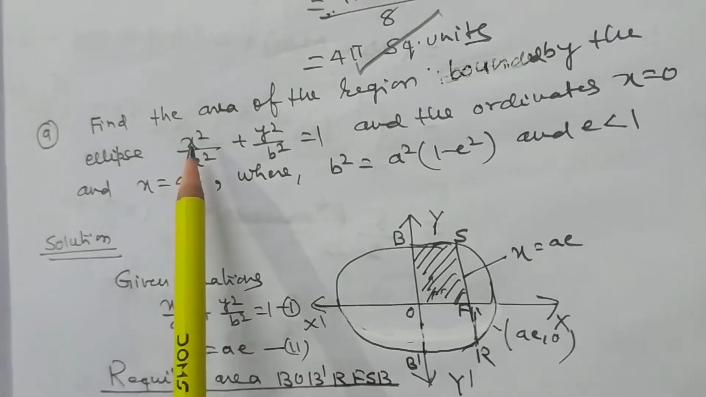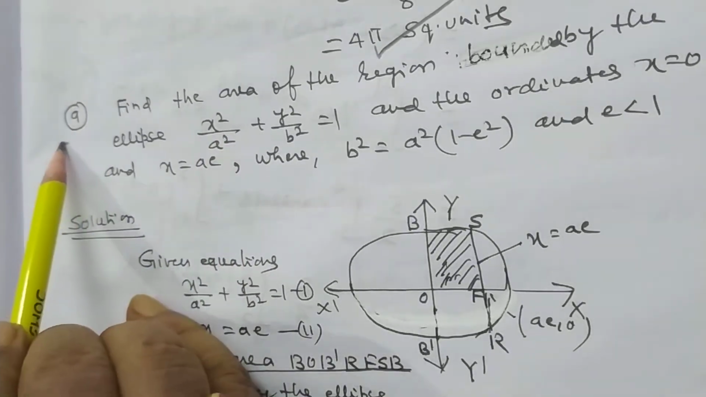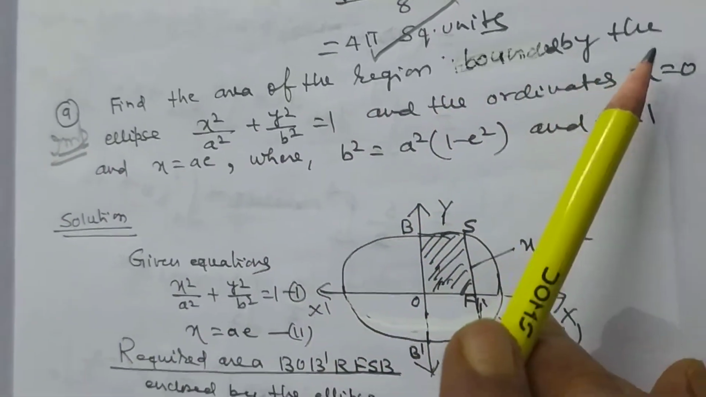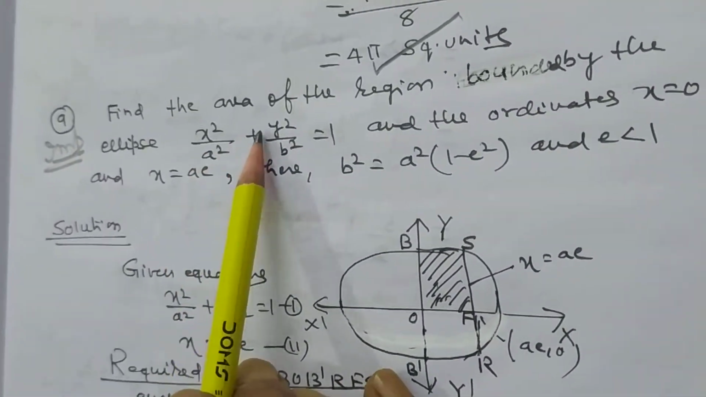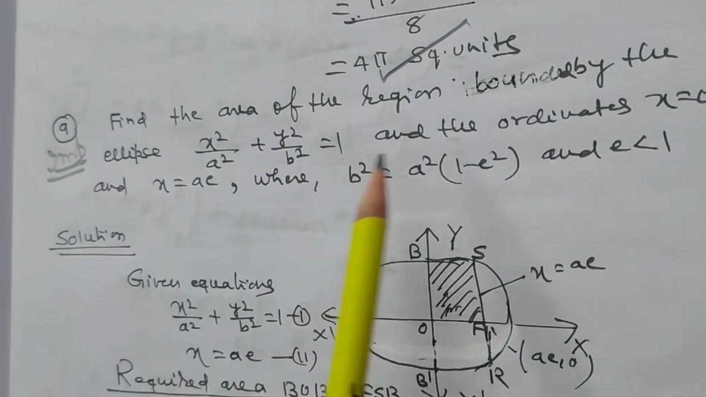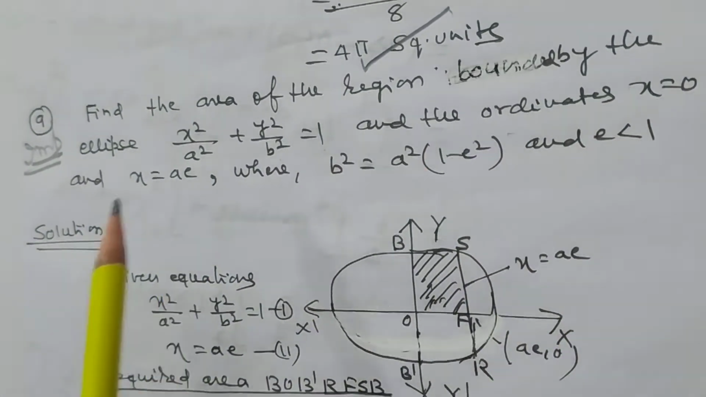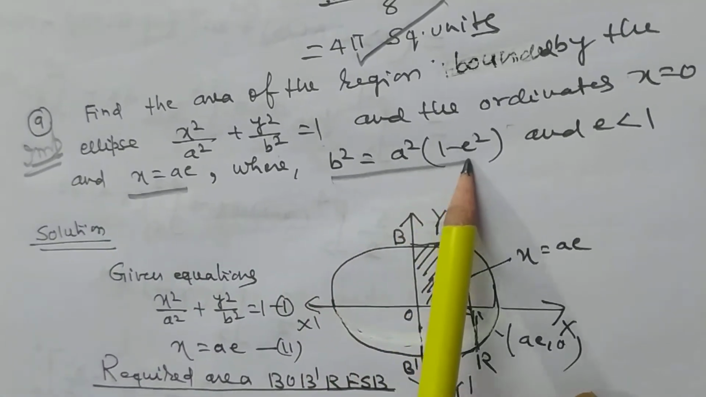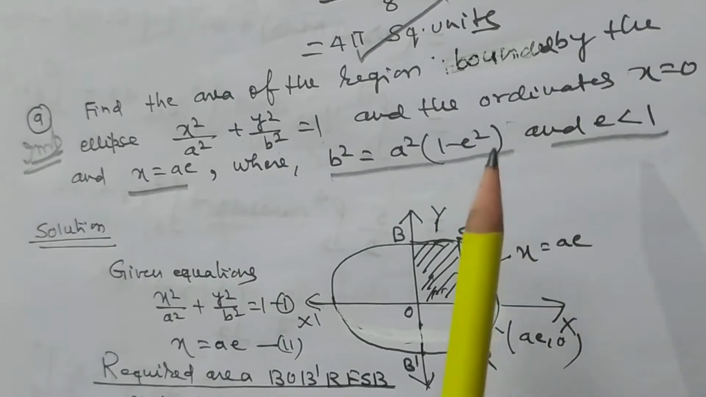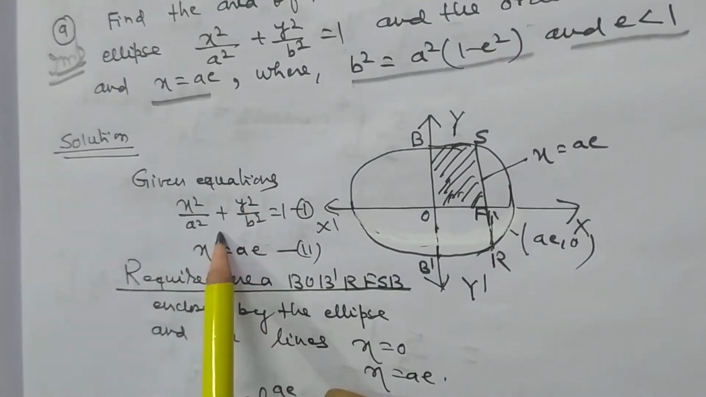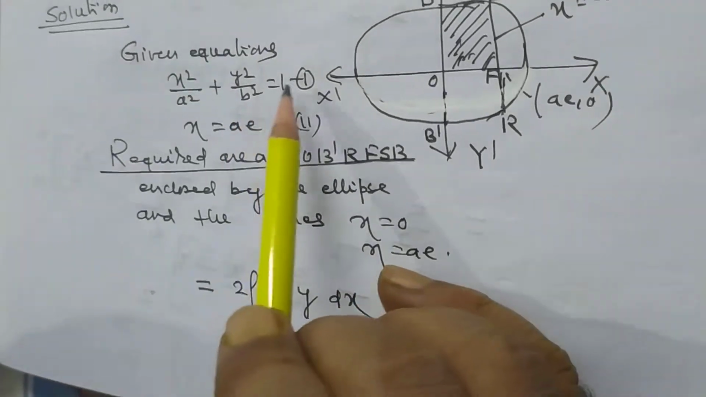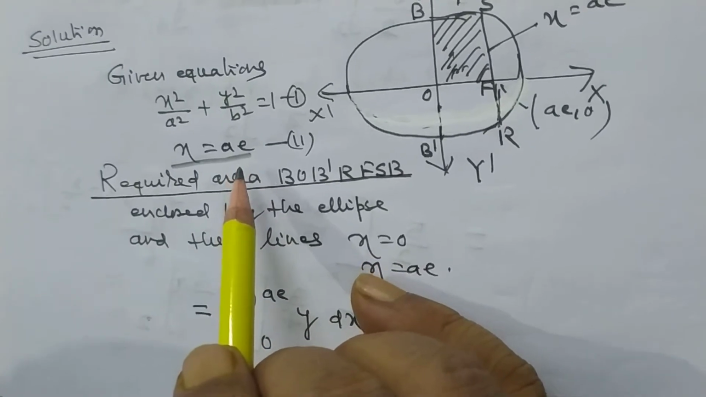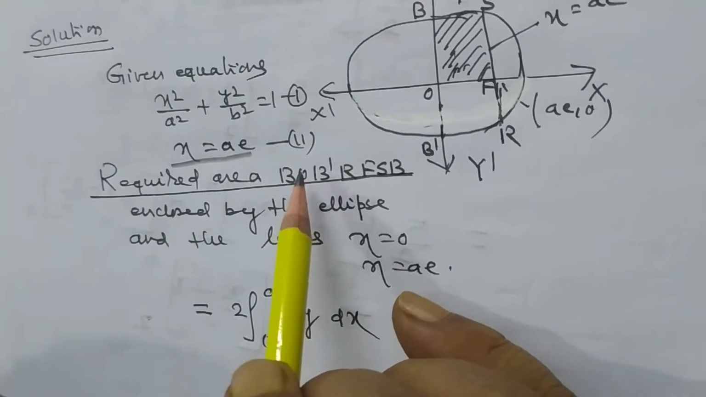Now, my dear student, I want to solve this very, very important problem. Find the area of the region bounded by the ellipse x square by a square plus y square by b square is equal to 1 and the ordinates x is equal to 0 and x is equal to a, where b square is equal to a square into 1 minus e square and e less than 1. Given equation x square by a square plus y square by b square is equal to 1 and x equal to a is the line.